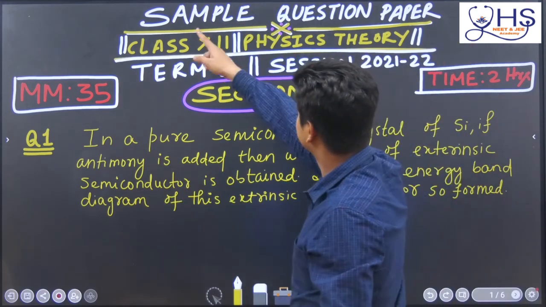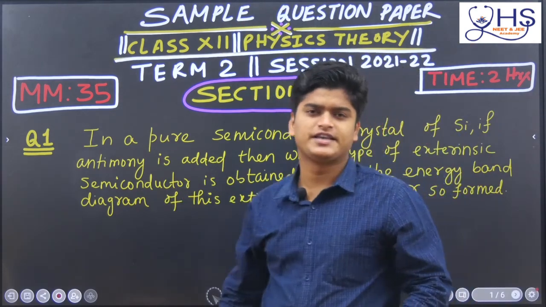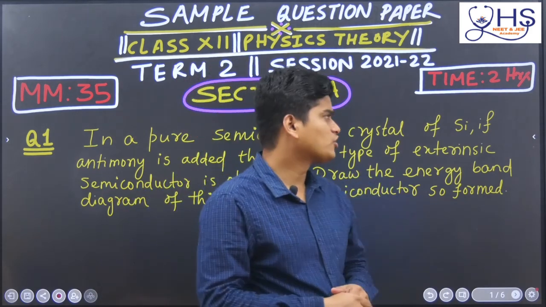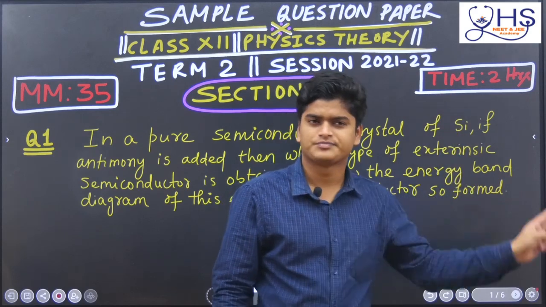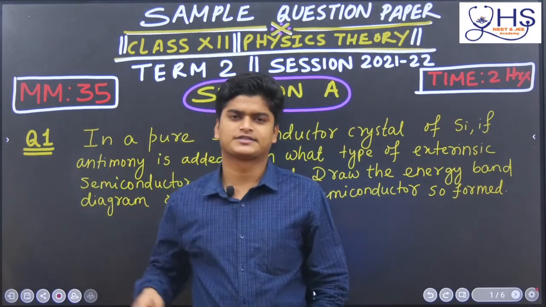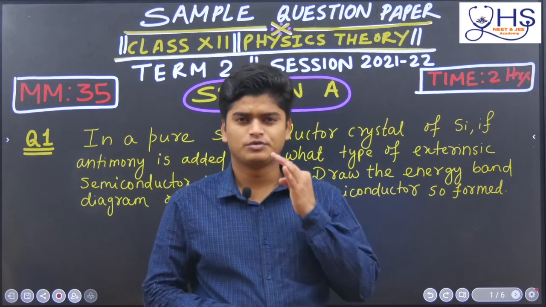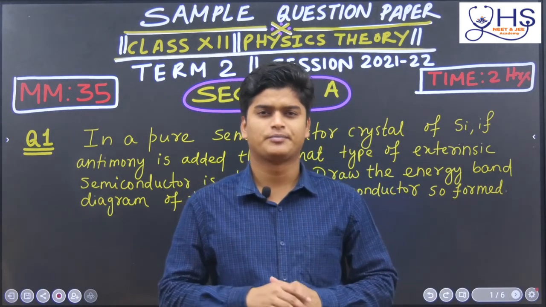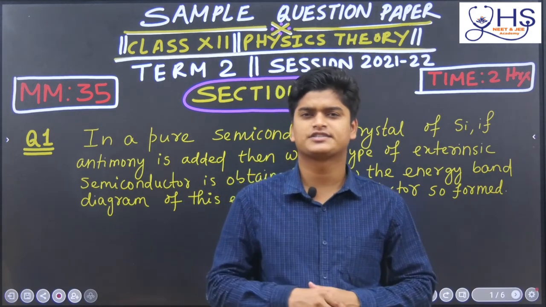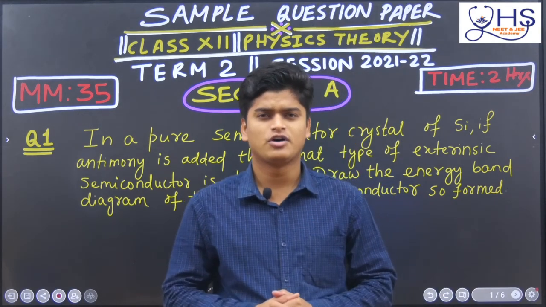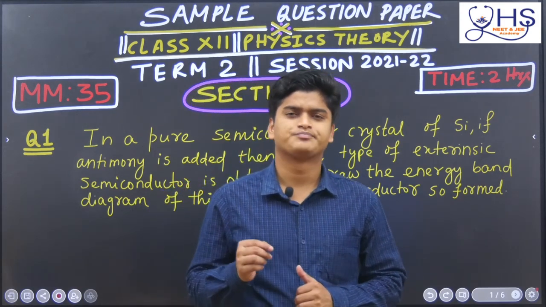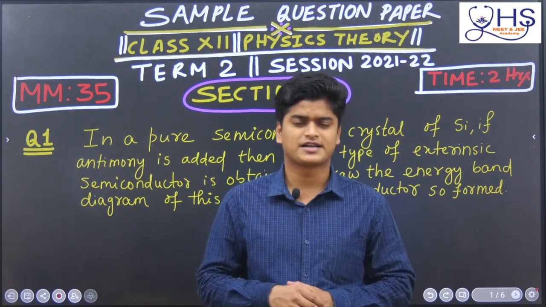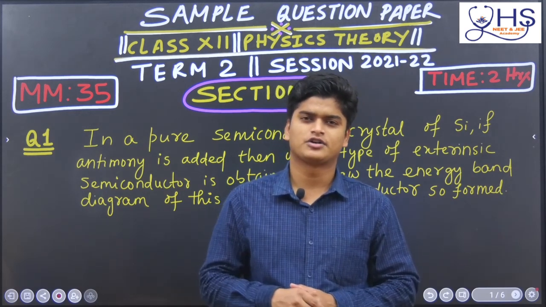Today we will be discussing the sample question paper for CBSE class 12th physics term 2 exam. Remember, in the term 2 exam your time will be 2 hours and your maximum marks will be 35. There will be 3 sections: section A, section B, and section C. We have already discussed the number of questions and how many marks come from each section in the previous video. The description is given in the description box. Please check it for the section-wise marks and also the chapter-wise analysis for term 2.